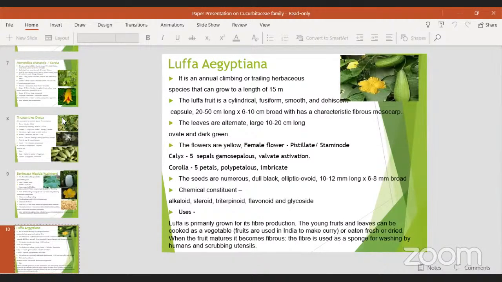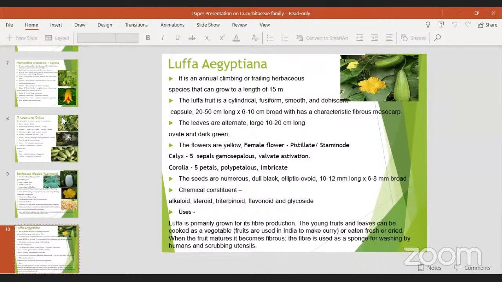The calyx has 5 sepals, gamosepalous, valvate aestivation. The corolla has 5 petals, polypetalous, imbricate. The seeds are numerous, dull black in color, elliptic or ovoid, 10 to 12 mm long and 6 to 8 mm broad. The chemical constituents are alkaloids, steroids, triterpenoids, flavonoids, and glycosides.